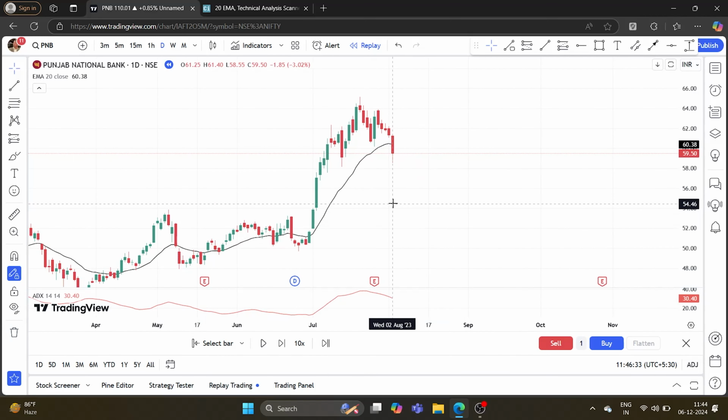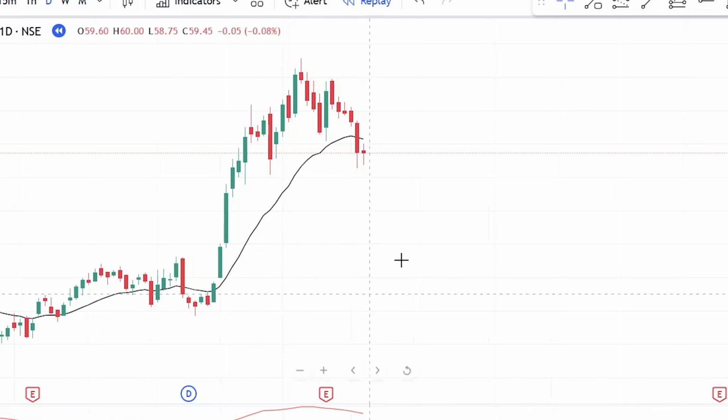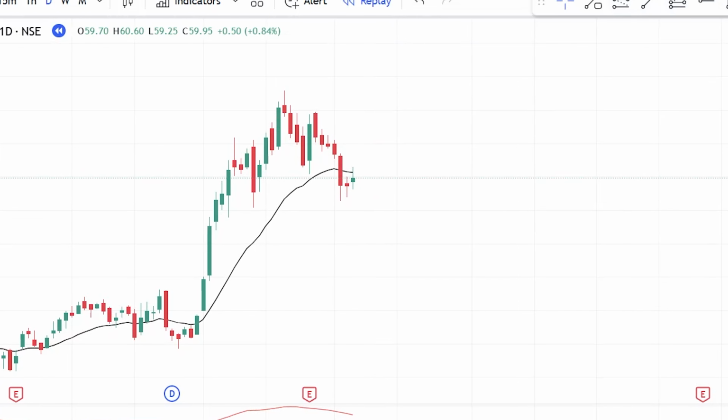Now we have to look for the entry. Entry must be if the stock crosses above the high of the previous day's candle, then we will enter. Now let's see how this goes. Today, that is 3rd August 2023, the stock does not pass the high of the previous day's candle. So we have to wait for this day's high to break, then we will enter on the 4th of August. Now this day's high is broken. We would have taken this position intraday.